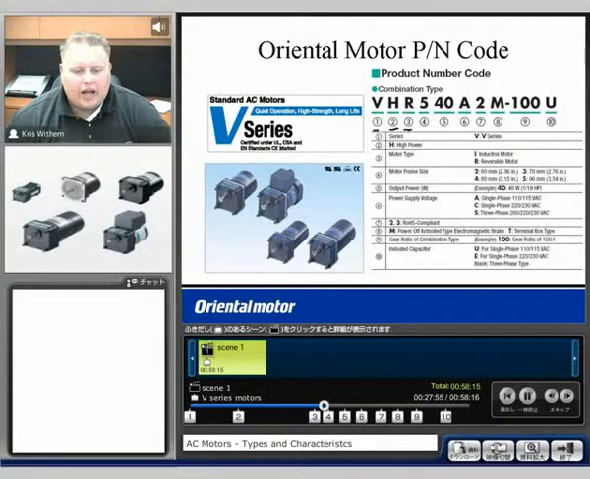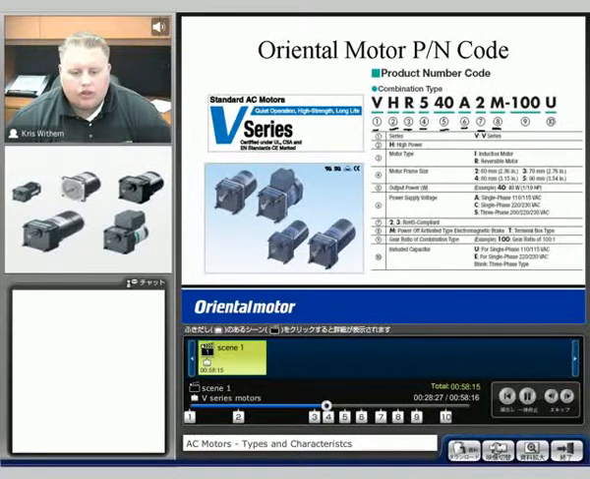Again, same thing. The 5 is the frame size. 40 would be our wattage. A would be for our voltage available. 2 would be the RoHS compliance. In this specific part number, we included an M, which stands for an electromagnetic brake. Our electromagnetic brakes are a power-off type, so when there's no power going to the motor, the electromagnetic brake will stay on. This is designed to help for safety in any type of power outages or anything like that. If anything's suspended in the air and the power goes out, we don't want anything to fall and hurt anybody.